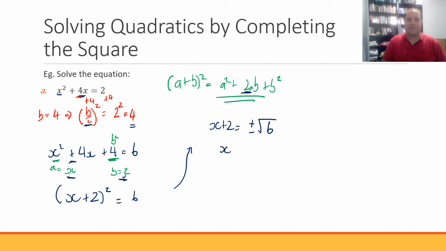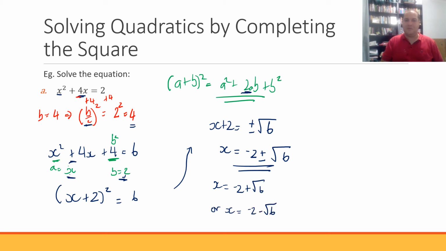Then finally, last step of rearranging, we'll take 2 from both sides. So our value for x is negative 2 plus or minus the square root of 6. And there's our two solutions. So x could equal negative 2 plus square root 6, or x could equal negative 2 minus square root 6. And those are the two solutions for this particular equation.